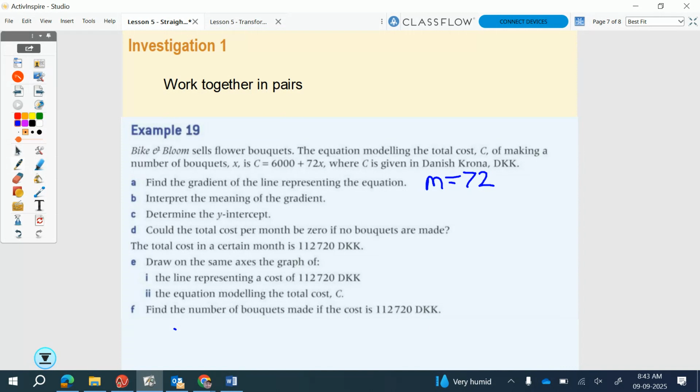How much does it cost to make one bouquet? Yeah, that's what it means. So it costs 72 Danish crowns to make one bouquet. That's what it means.